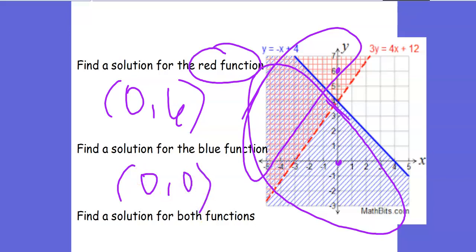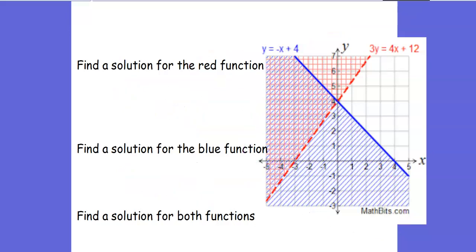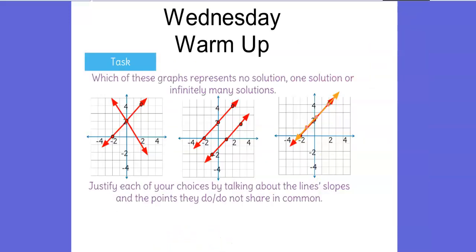And then it asks to find a solution for both functions. So we want the common overlap. If I were to erase everything to avoid any overwhelming information, this would be the solution. So I can choose this point, let's say right here. That's -3, 2.